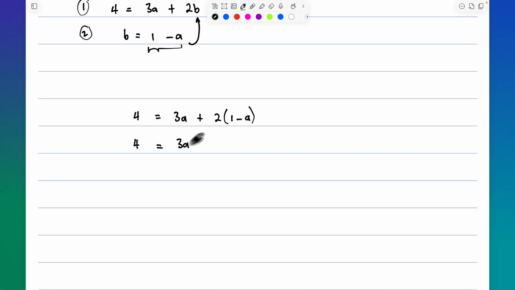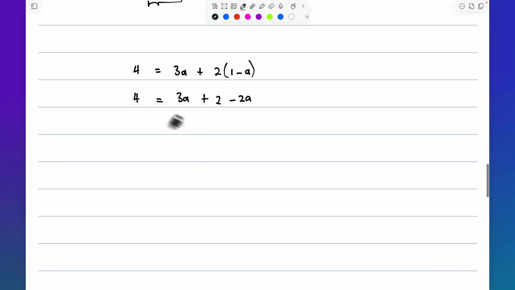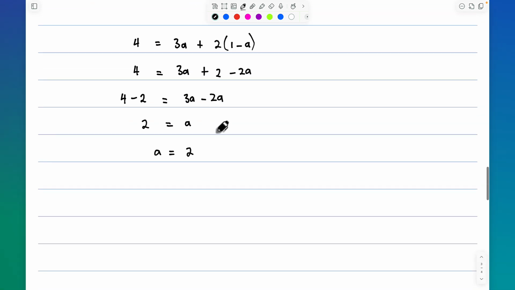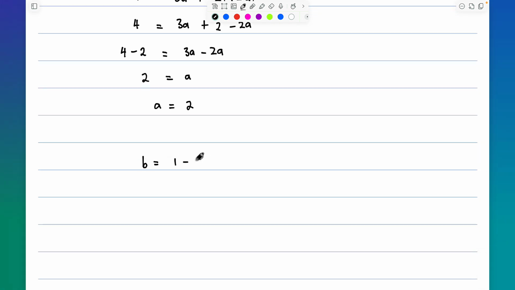So we're going to simplify the expression. 4 is equal to 3a plus 2 times 1 gives you 2. 2 times negative a gives you negative 2a. Okay? Simplify. Group the like terms, which means that 2 is going to go to the left-hand side and it's going to become 4 minus 2. And then we have 3a minus 2a. 3a minus 2a gives you a. 4 minus 2 gives you 2. Therefore, your a is equal to 2. Perfect. Right? And then we're going to come back and say, okay, but remember our b was equal to 1 minus a. So if b was equal to 1 minus a, that means b is equal to 1 minus 2. So 1 minus 2 gives you negative 1.